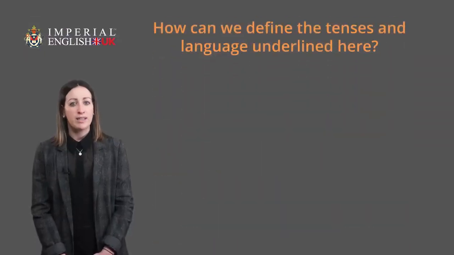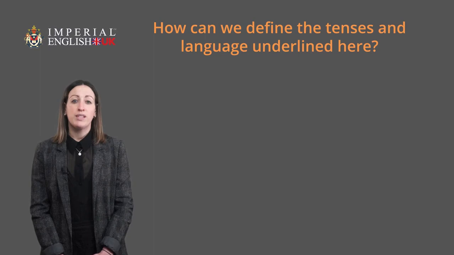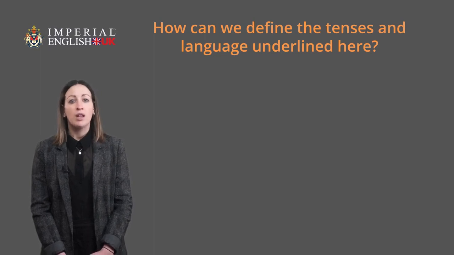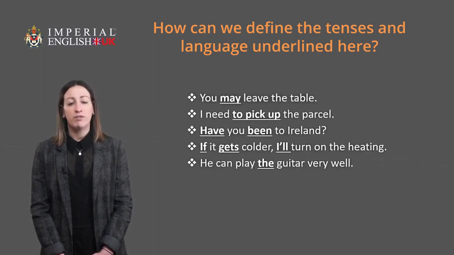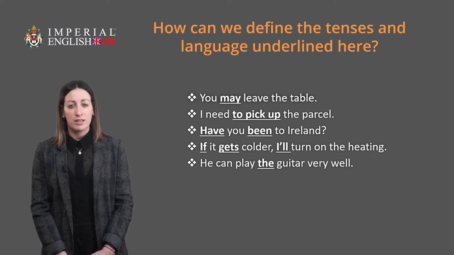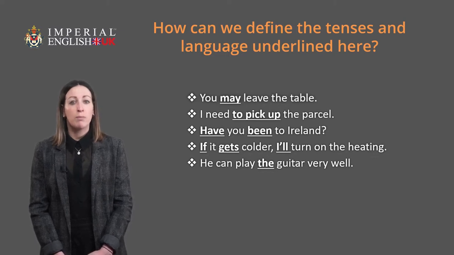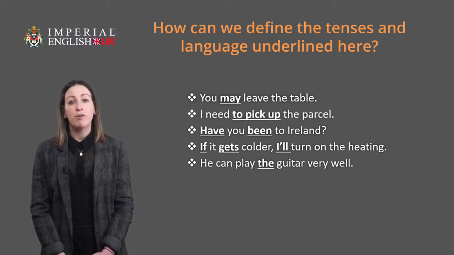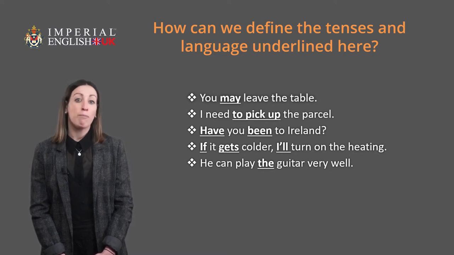Meta-language used in syntax and grammar is not always easy to remember. Look at the sentences and underlined features on the slide. How can we define the tenses and language areas? Number 1 is the modal verb may, which is used for giving permission in this sentence. Number 2 shows the use of a phrasal verb, which often have multiple meanings.